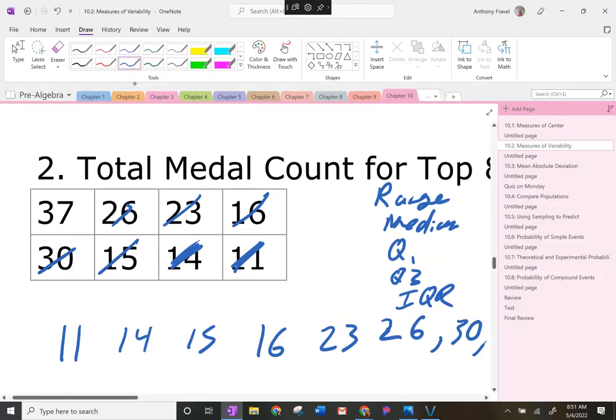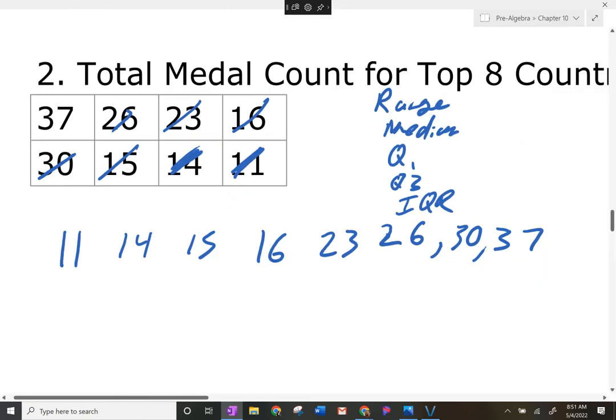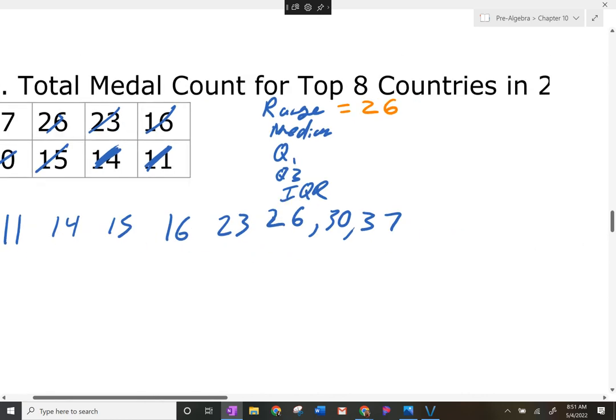Let's switch out pens. Somebody talk me through. How do I find my range? 37 minus 11. What do you get? Fantastic. 26. Okay, so for that one, I'll write it back here just so you can see it. You did 37 minus 11, and that's where that one came from.